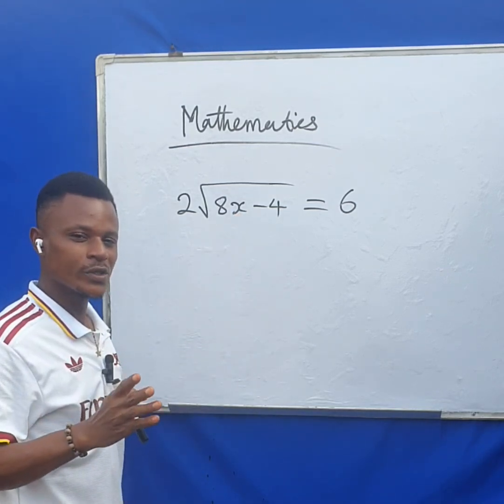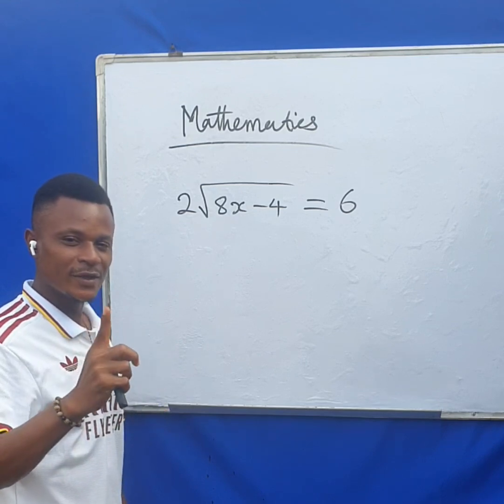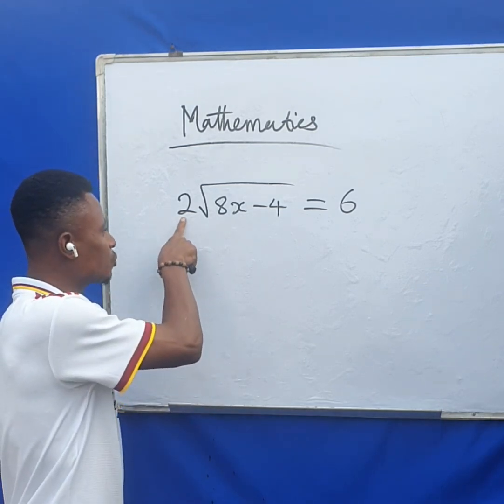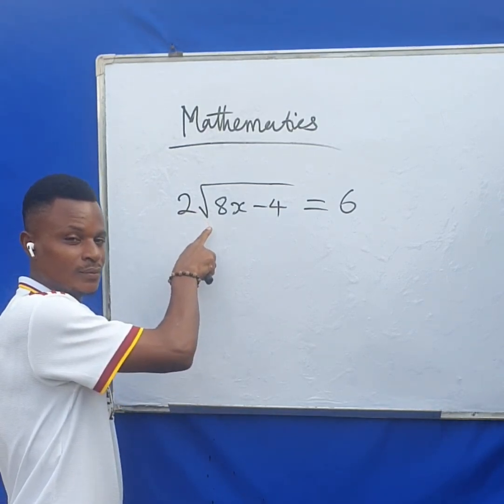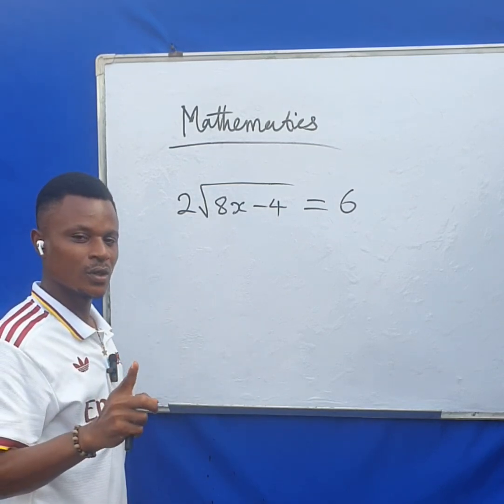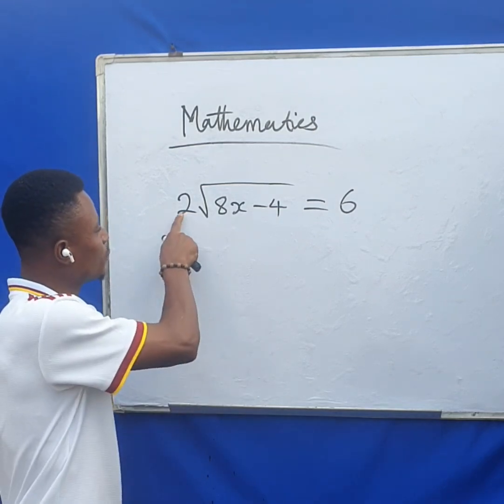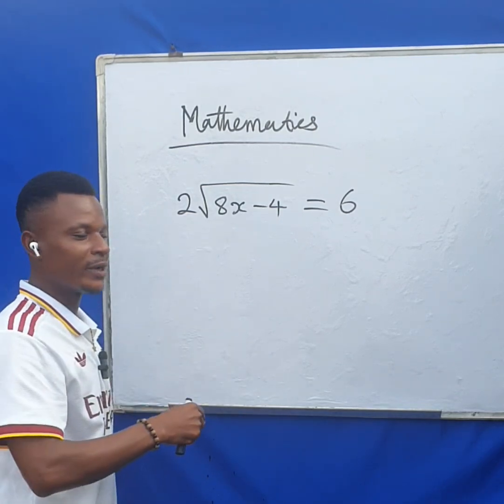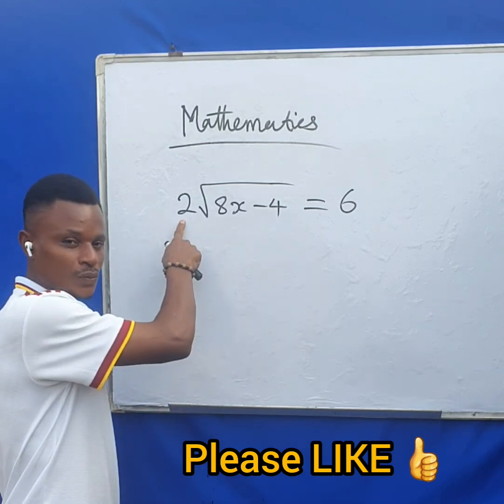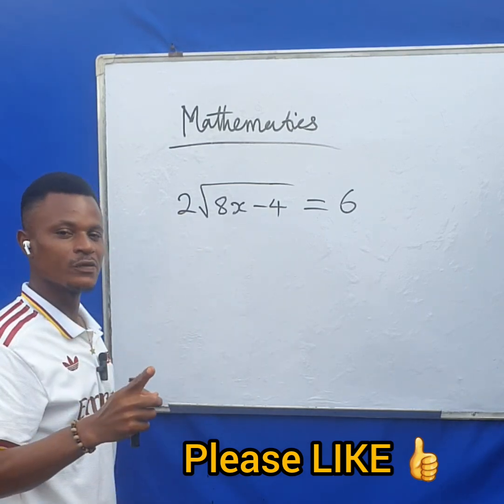If you want to solve this question correctly, the first thing you need to do is to get rid of this 2 that is attached to this root. That's the first thing you need to do. And the question is, how do we get rid of this 2? We can do that by dividing both sides by 2. So our first step is to divide both sides by 2.